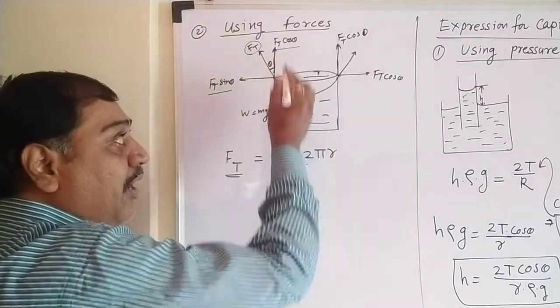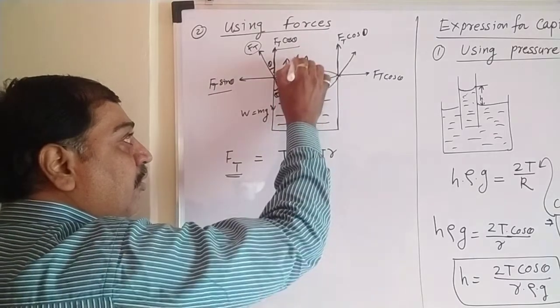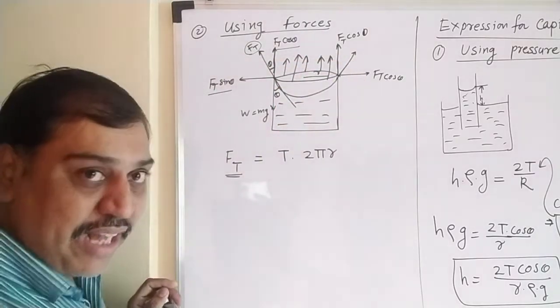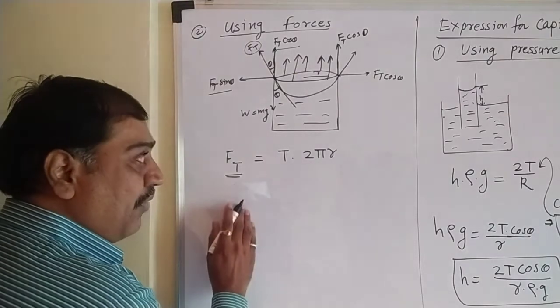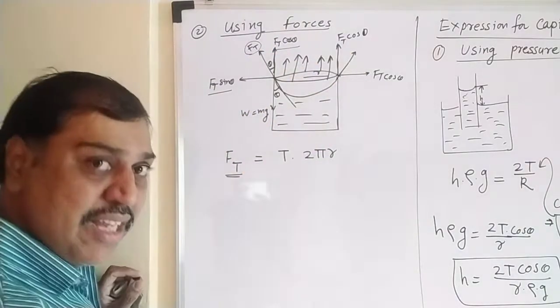All are the vertical components. Here also there is a vertical component, here also. So these are the vertical components. That vertical component cannot get cancelled out. They get added together. So the resultant force due to surface tension is due to only the vertical component. Horizontal components get cancelled out.